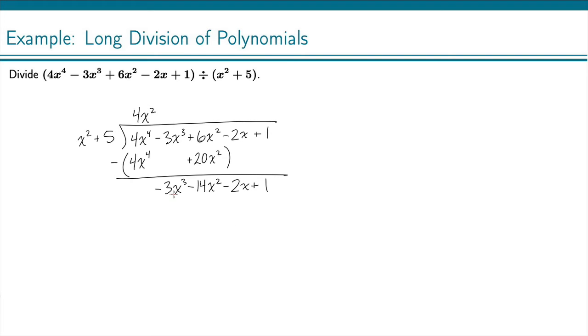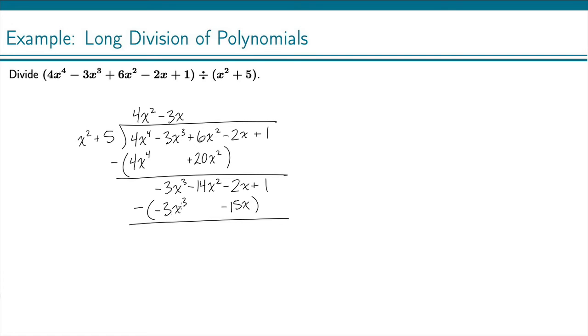And now I do that process again. I take this negative 3x cubed and I divide it by x squared. And that gives me a negative 3x. And I take this negative 3x and multiply by my divisor. So negative 3x times x squared is negative 3x cubed. And then negative 3x times positive 5 is negative 15x. And I'm going to line that up underneath the x term here. So negative 15x.